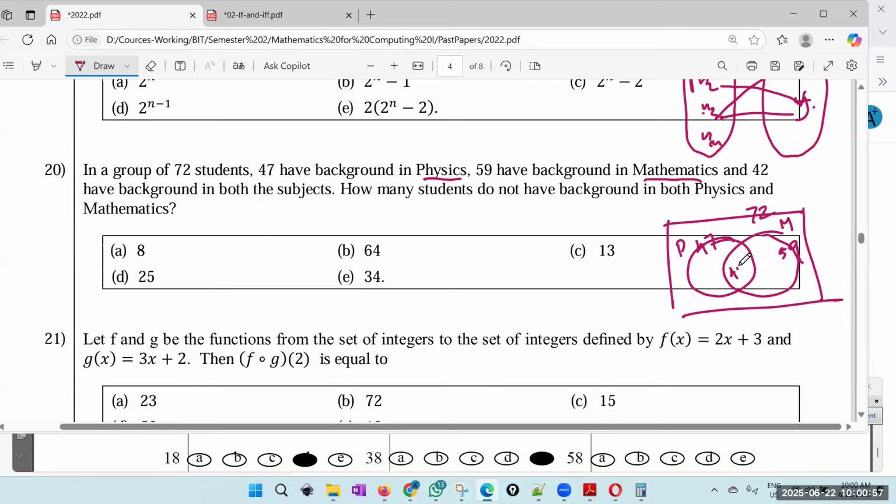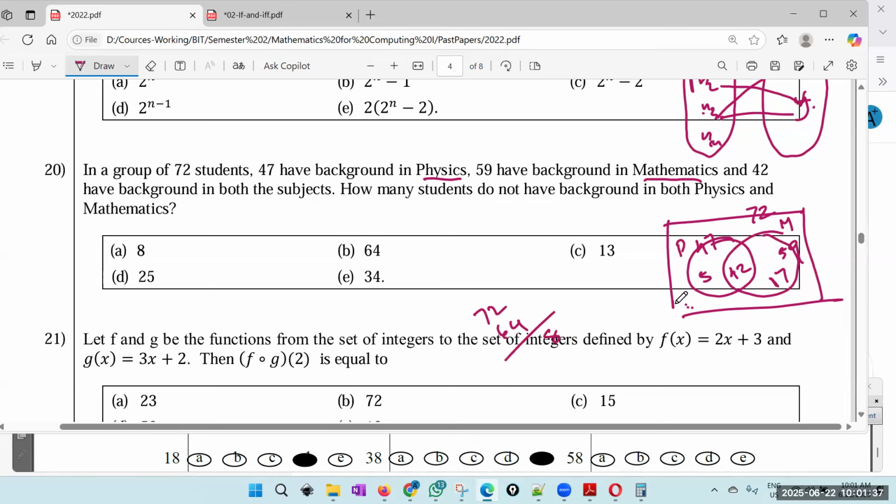42 here. So if 42 here, this must be 5 because altogether 47. If 42 here, this must be 59 minus 42, which is 17. How many students do not have background in both physics and mathematics? So now you can count these three and subtract from 72. So this is 47 or this is 59. 59 plus 5 is 64. So then 72 minus 64 is this. 72 minus 64.